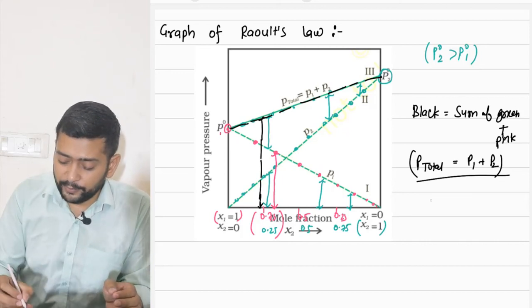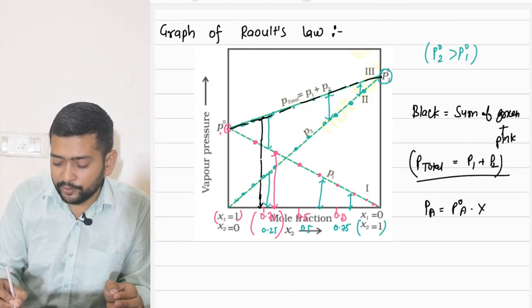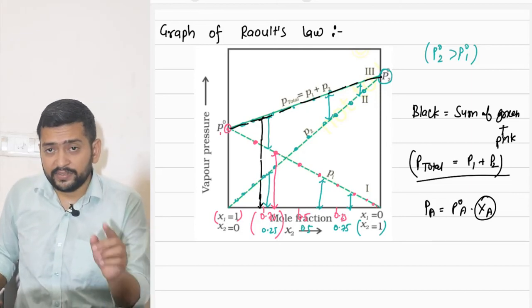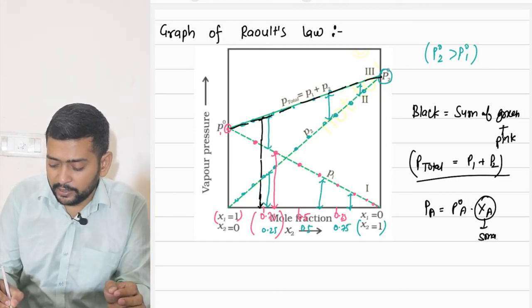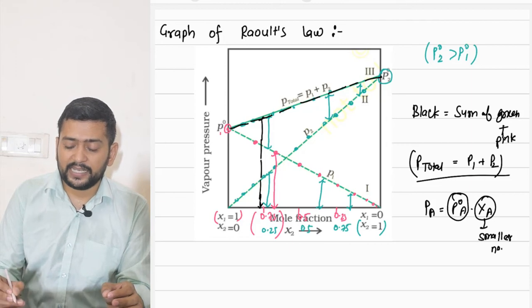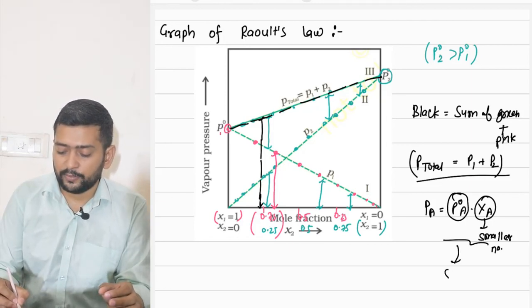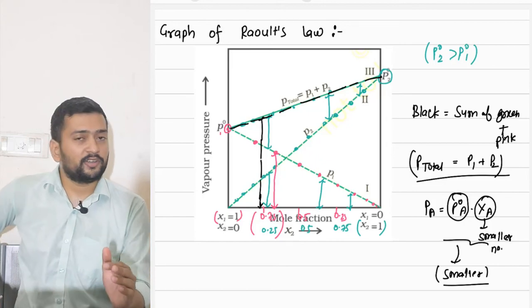How? Let me explain. For example, PA is equal to P naught A into zeta A. If the value of zeta A is small, this is a smaller number, so what is going to happen? If I multiply it with P naught A, definitely the total value is going to become smaller, right? So this is a very important point you need to understand. I hope this helps you. This is the conclusion of Raoult's law.